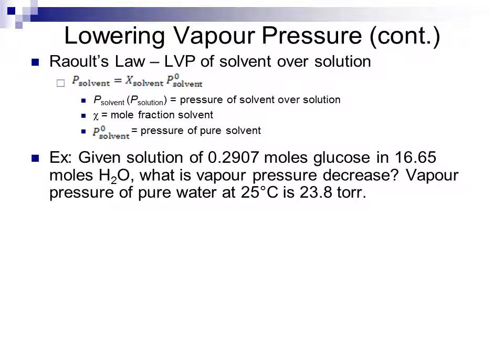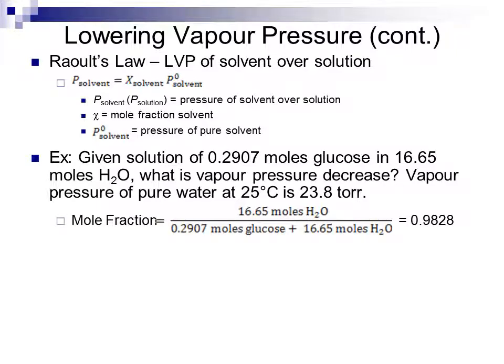pure solvent. As an example, if we're given a solution of 0.2907 moles of glucose and 16.65 moles of water, what is the vapor pressure decrease of this overall? If the vapor pressure of pure water at 25 degrees Celsius is 23.8, how much does this decrease from 23.8?